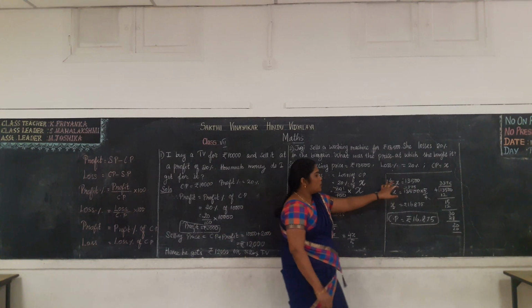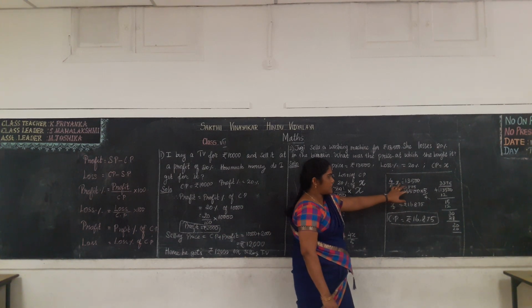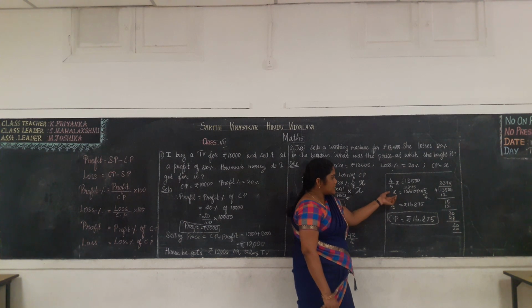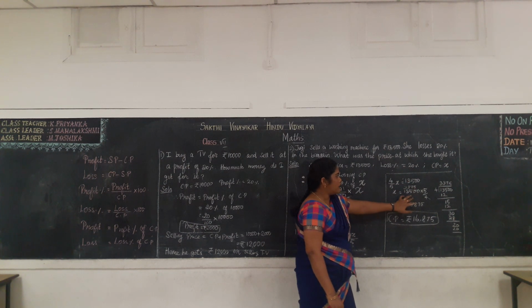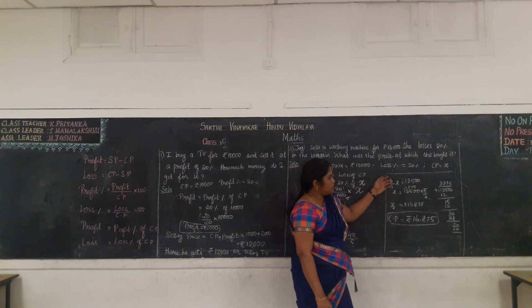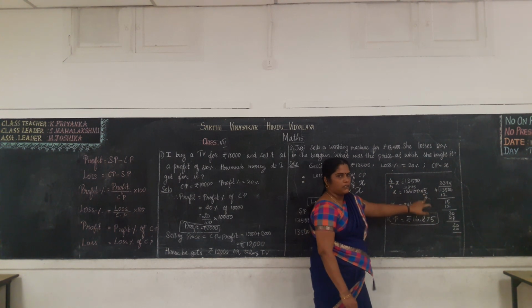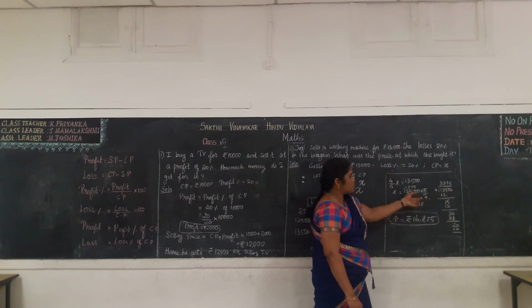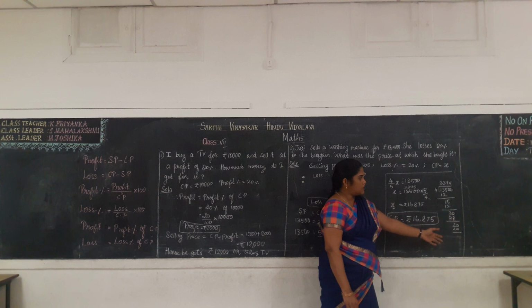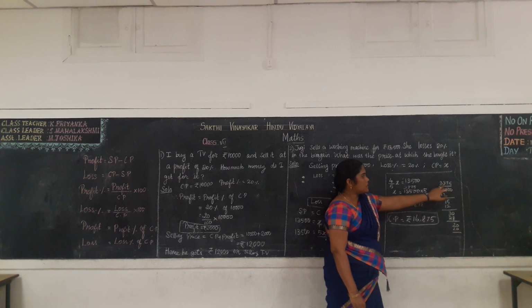For that, 4x by 5 is equal to 13,500. Now x is equal to 13,500. Now you multiply this by the reciprocal of 4 by 5. The reciprocal of 4 by 5 is 5 by 4. Okay. Now we cancel these two numbers. 13,500 by 4 using the long division method. Then you get 3,375.